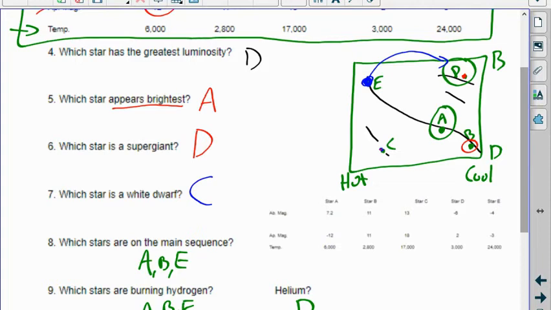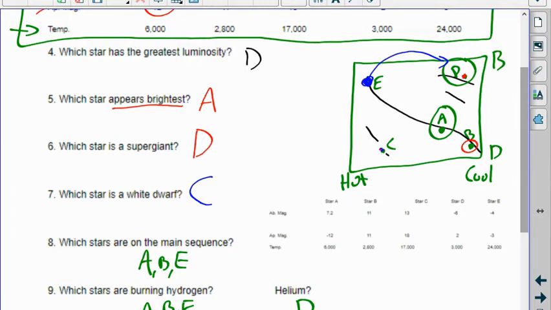Charles? It's probably C, just because white dwarfs are really, really small because they go through all the gas and there's a lot. I agree that it is star C, and I have to find my stamp. And I'll give it to you in a second. So it is star C.